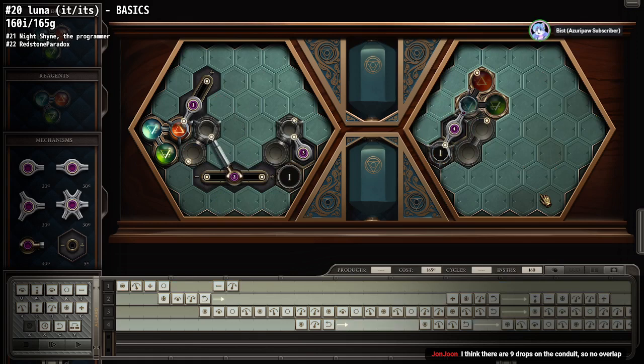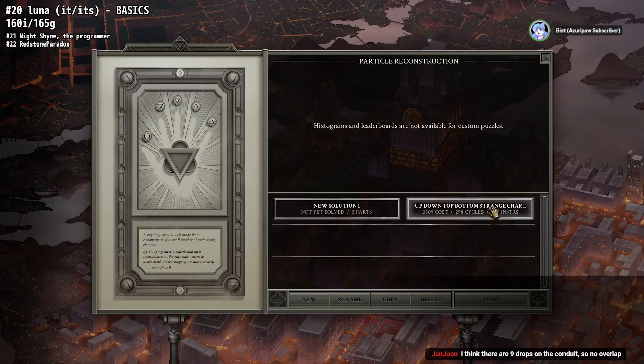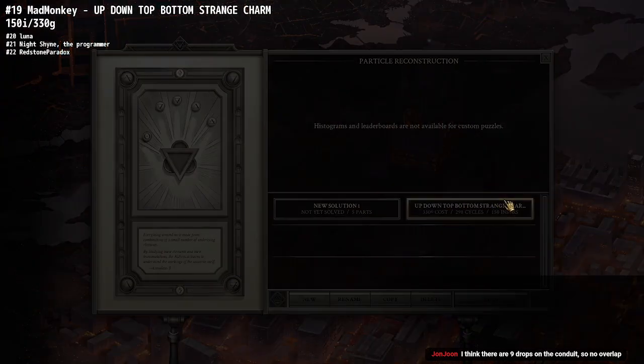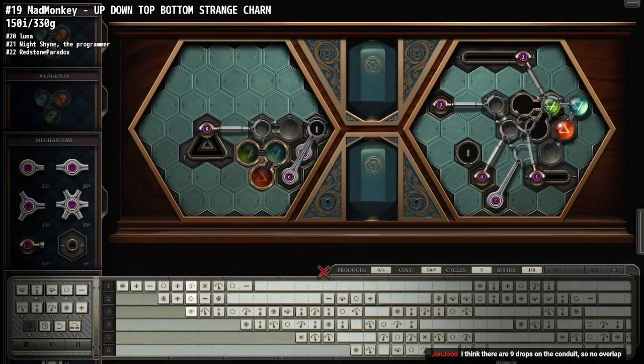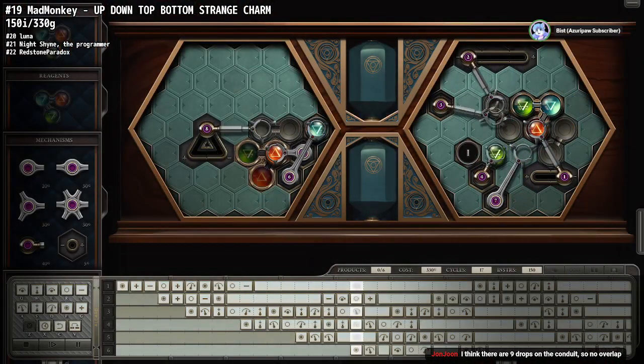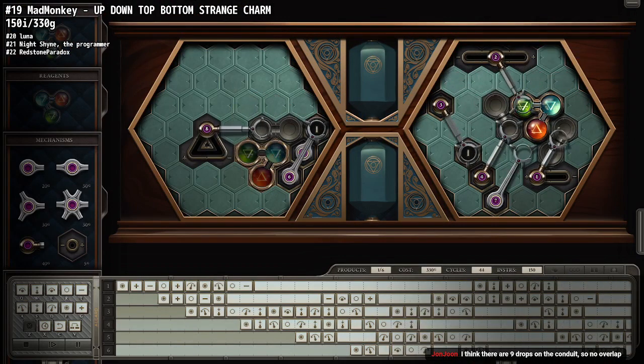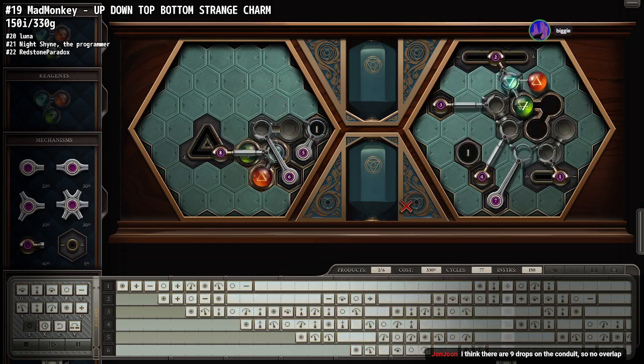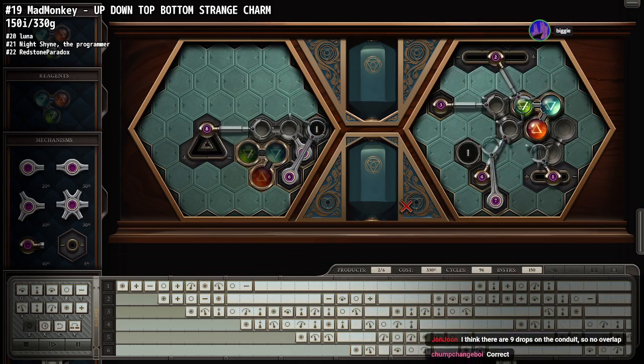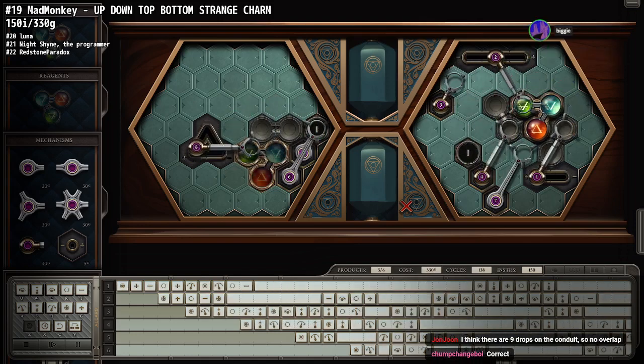Alrighty, next up in 19th place, at 150 instructions, we have Mad Monkey. Which is Mad Master and Matter Monkey, I think. Is Mad Master here in the VC? No, he isn't. Alright. This has the exact same title as the first solution Genius 42 sent to me. Just list all the quirks.